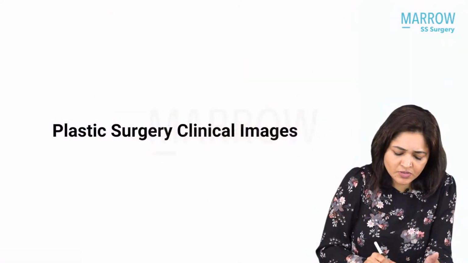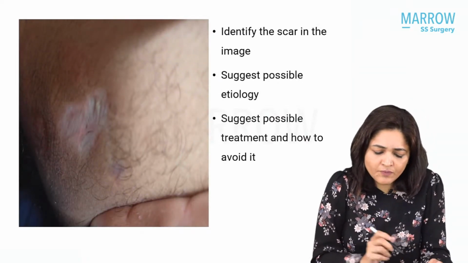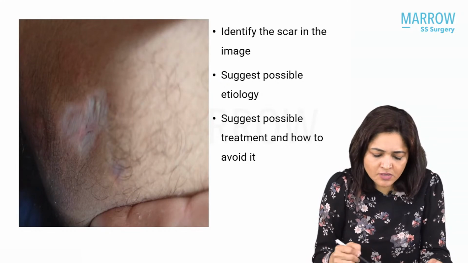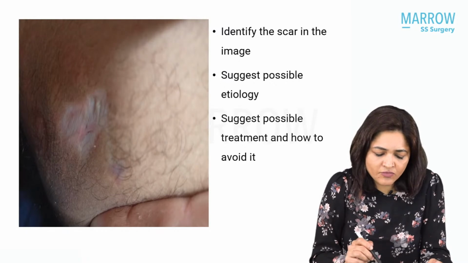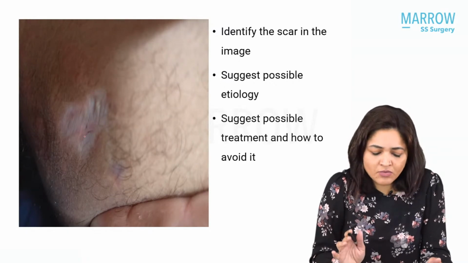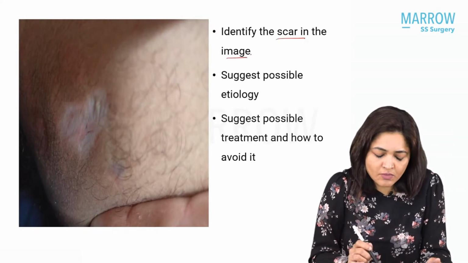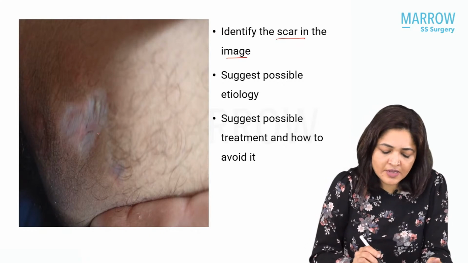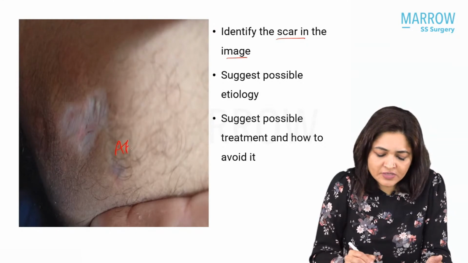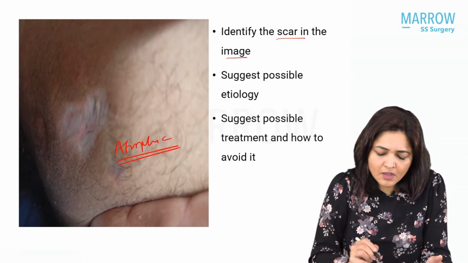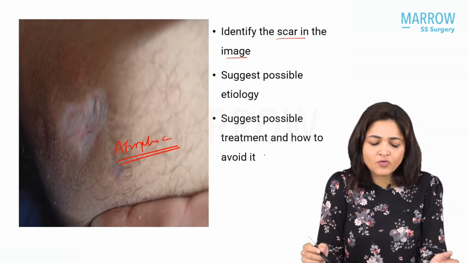Now let's come to the first slide. What you have here is some skin, and what you see here is some kind of a whitish patch. Now when you look at this image, it already says identify the scar in the image. So what you have to think is what kind of a scar it is. So obviously it's an atrophic scar. Now what is the etiology, or suggest the possible treatment and how to avoid it.